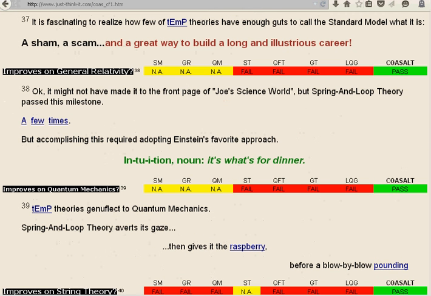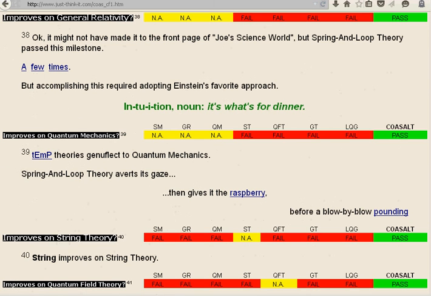Number 39. Does the theory improve on quantum mechanics? The existing mainstream physics theories genuflect to quantum mechanics. Spring and loop theory averts its gaze, then gives it the raspberry before a blow-by-blow pounding. Number 40. Does the theory improve on string theory? String improves on string theory.